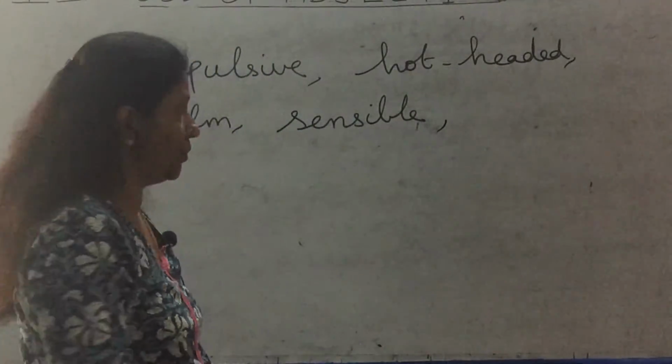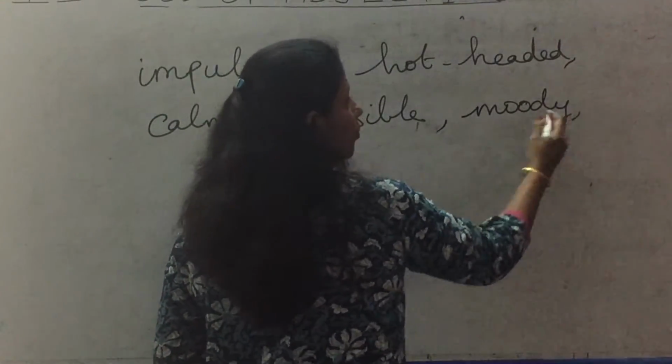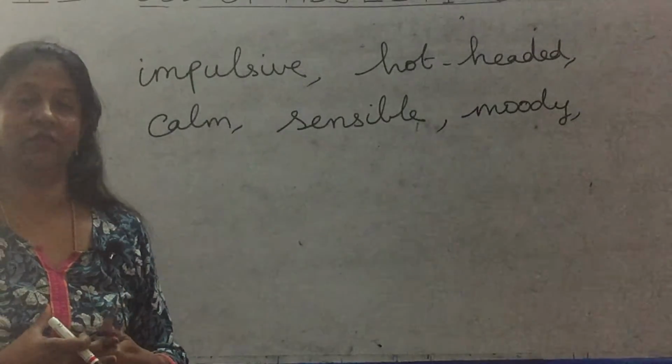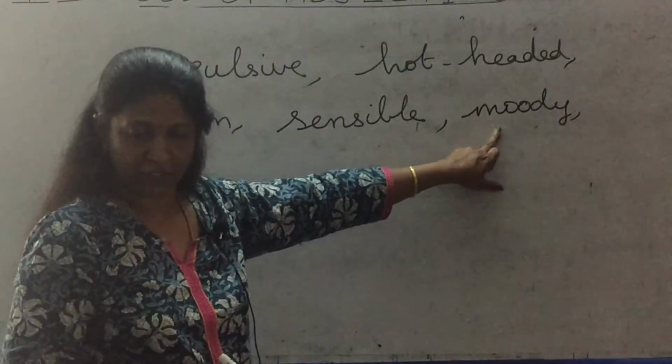Then next you can say moody person. Moody comes from the word mood only. Moody person means his moods are always fluctuating. So that person you call a moody person.